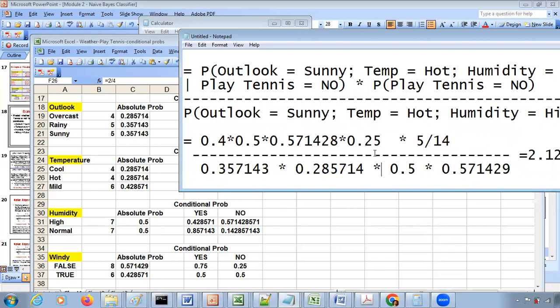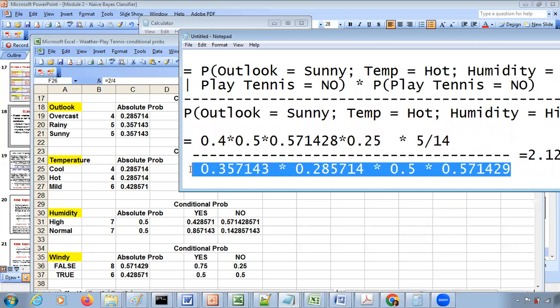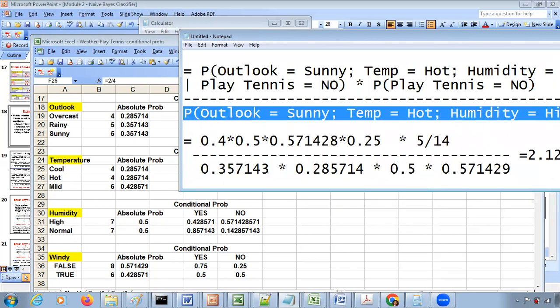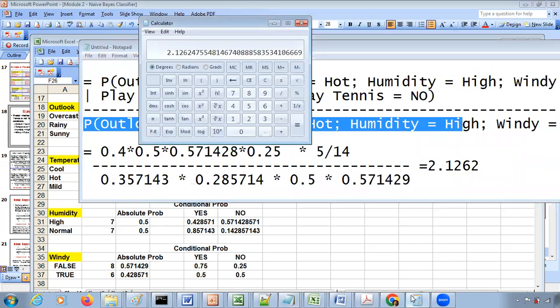Probability of play tennis equals no. Now you see the denominator is going to remain the same because the test case is the same. So these independent absolute probabilities are still the same, and the product of those probabilities will still remain the same. So you just compute the value of this: 0.4 times 0.5 times 0.571428 times 0.25 times 5 over 14, divided by 0.357143 divided by 0.285714 divided by 0.5 divided by 0.571429.